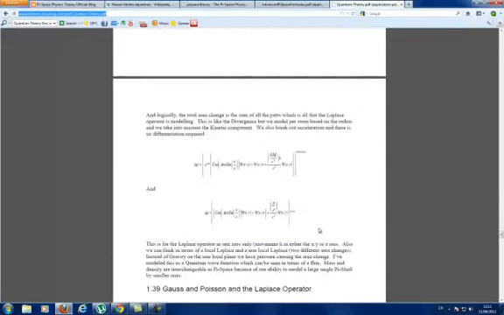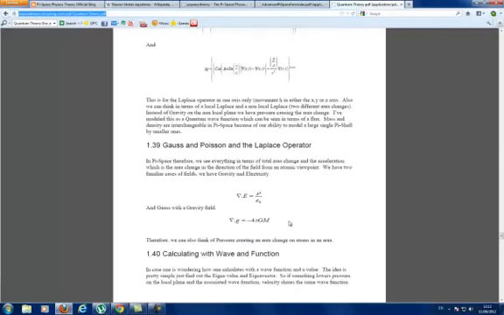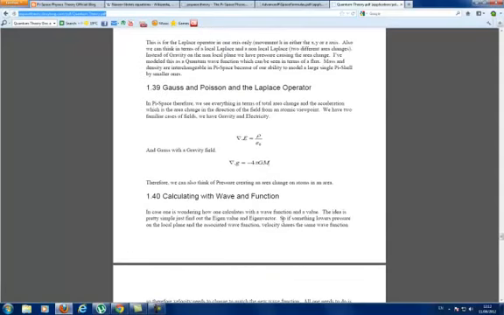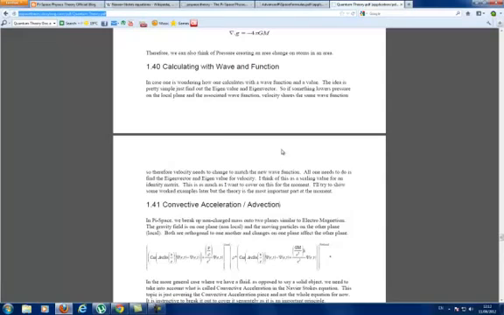So then I move on to Gauss and Poisson, and then the Laplace operator, and this is the thing I was talking to you about, 4 pi, because it's about the sphere. And then I calculate the wave and the function.